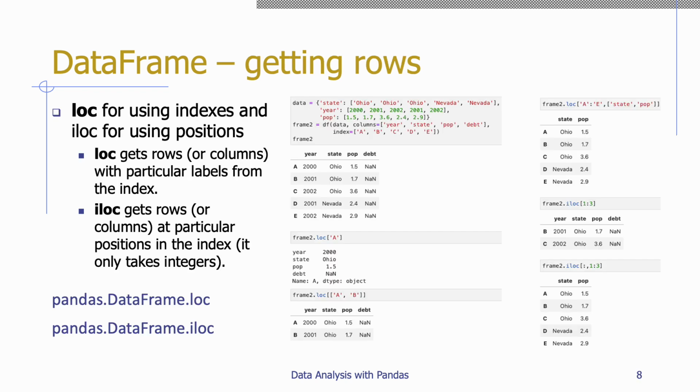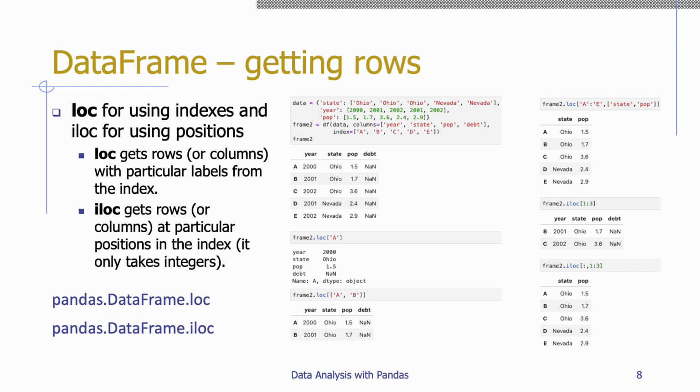We can also retrieve rows by using loc or iloc. So what are the differences between loc and iloc? Let's have a look. On the left hand side, if you see, loc is for using index labels and iloc is for using positions. So in particular, loc gets rows or columns with particular labels from the index, whereas iloc gets rows or columns at particular positions in the index, so it only takes integers. So let's have a look at the example in the middle.